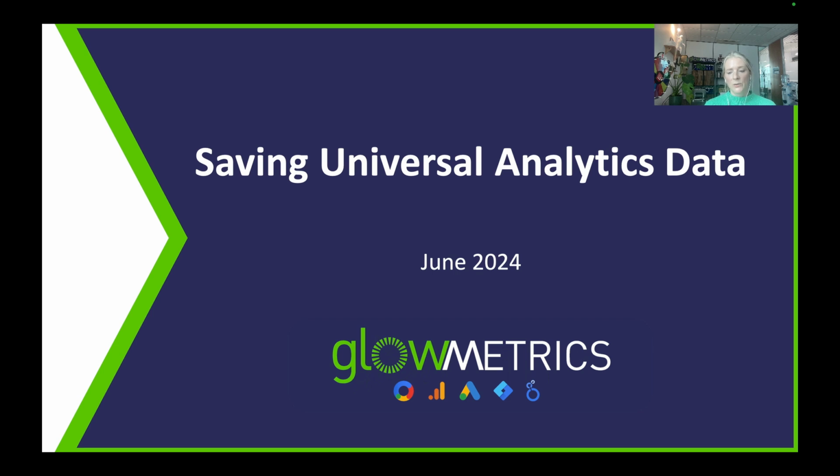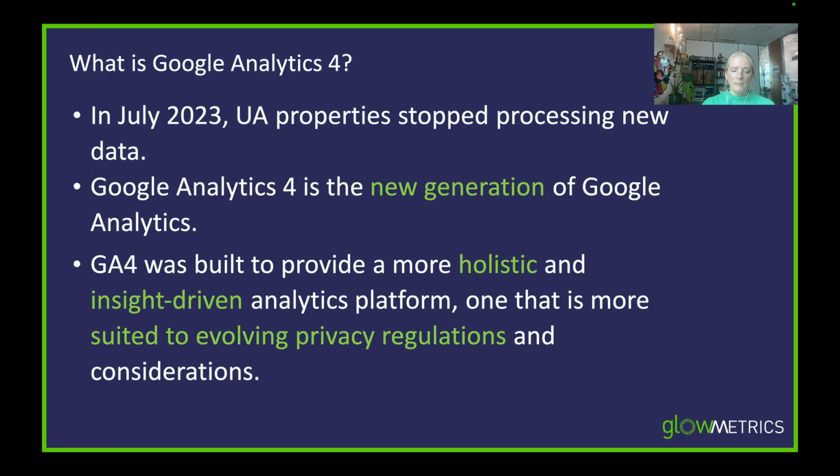In this video, we are going to be demonstrating how you can save your Universal Analytics data. So in July 2023, Universal Analytics properties, that's the old version of Google Analytics, stopped processing new data. So you won't have data in your Universal Analytics properties from the 1st of July 2023 or potentially shortly after that. It might have collected for another couple of weeks. But certainly by August 2023, most of our clients will have had no data collecting in the Universal Analytics properties.